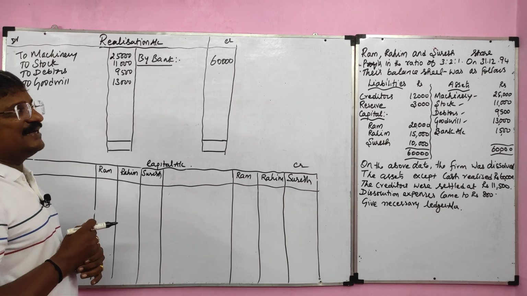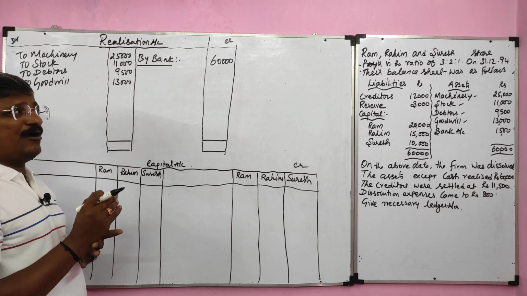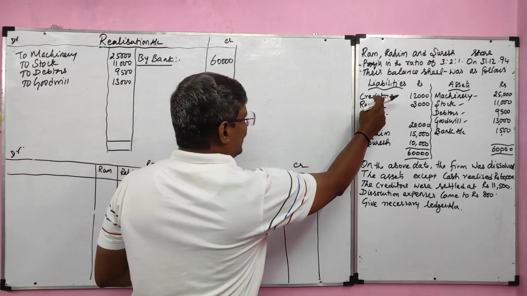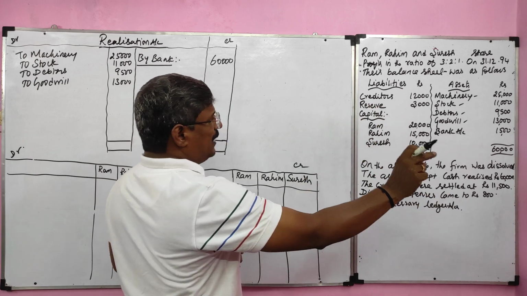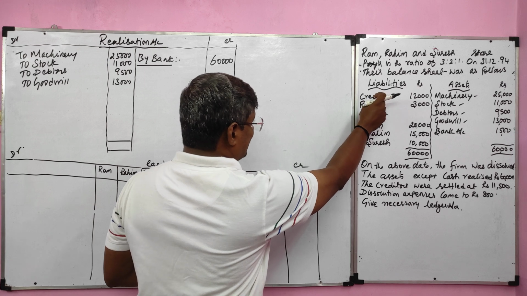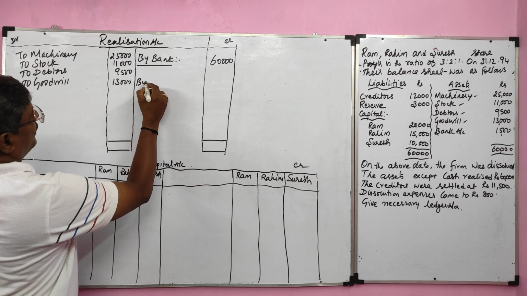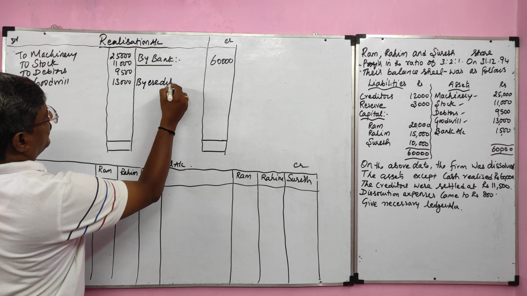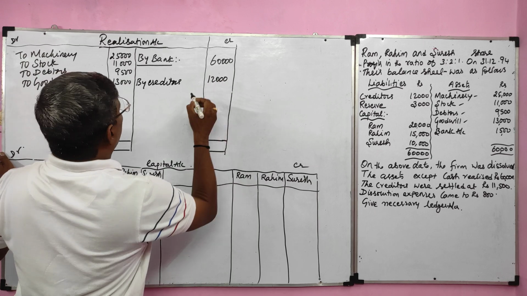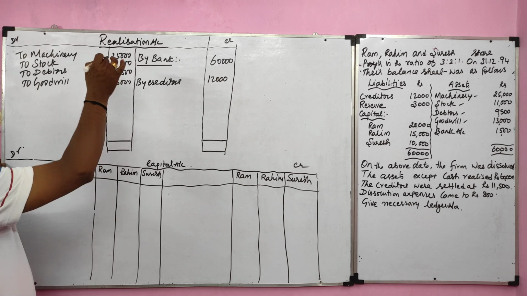Then we should consider external liability. External liabilities, as I already said, are creditor, bills payable, bank overdraft, bank loan and partner loan. Here we have only one liability called creditor. Reserve and capital should be transferred to the capital account. So we should transfer the external liability creditor to the credit side of the realization account, by creditors. The book value of the creditor is 12,000. When we transfer external liability to realization, the entry is creditor account debit to realization.